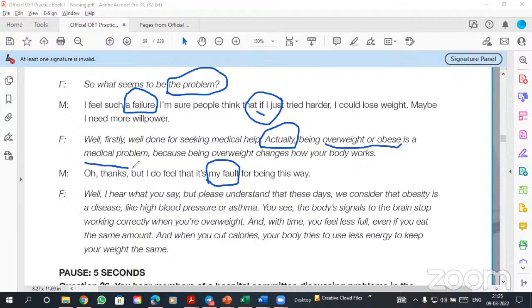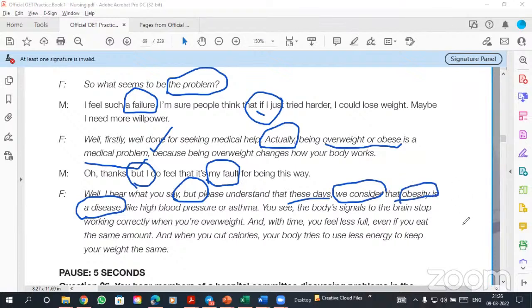So what seems to be the problem? I feel such a failure. I'm sure people think that if I just tried harder, I could lose weight. Maybe I need more willpower. Well, firstly, well done for seeking medical help. Actually, being overweight or obese is a medical problem because being overweight changes how your body works. Oh, thanks, but I do feel that it's my fault for being this way. Well, I hear what you say, but please understand that these days we consider that obesity is a disease, like high blood pressure or asthma. You see, the body's signals to the brain stop working correctly when you're overweight, and with time you feel less full, even if you eat the same amount. And when you cut calories, your body tries to use less energy to keep your weight the same.